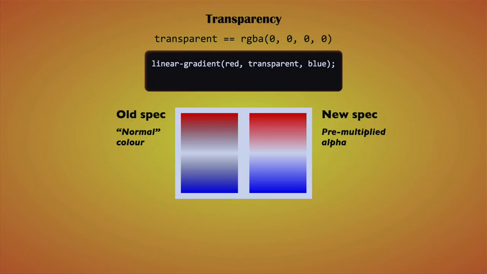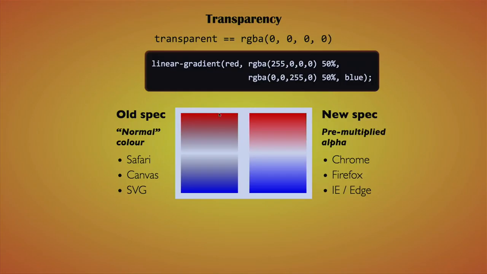The spec then said, this isn't quite what people actually wanted. So we'll use a trick called pre-multiplied alpha to produce a slightly better result. Most of the browsers today use this. Safari is the notable exception. Canvas and SVG also still use the old method, but they have much lower level APIs for manipulating color.